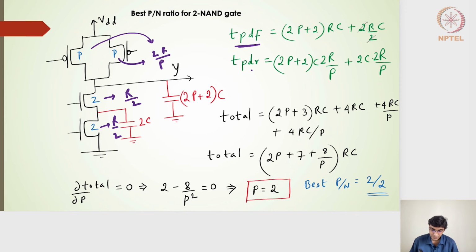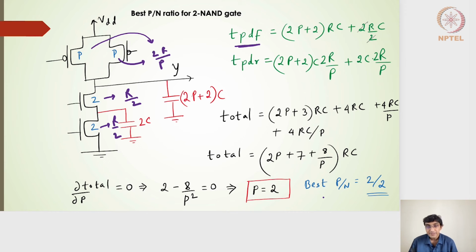Propagation delay rising will be nothing but 2p plus 2 into C multiplied by 2R by P, and finally this 2C multiplied by the shared resistance of 2R by P. So the total expression turns out to be 2p plus 7 plus 8 by p, multiplied by RC. And if I take the derivative of this expression with respect to p, it will be 2 minus 8 by p square. So the best p turns out to be 2.